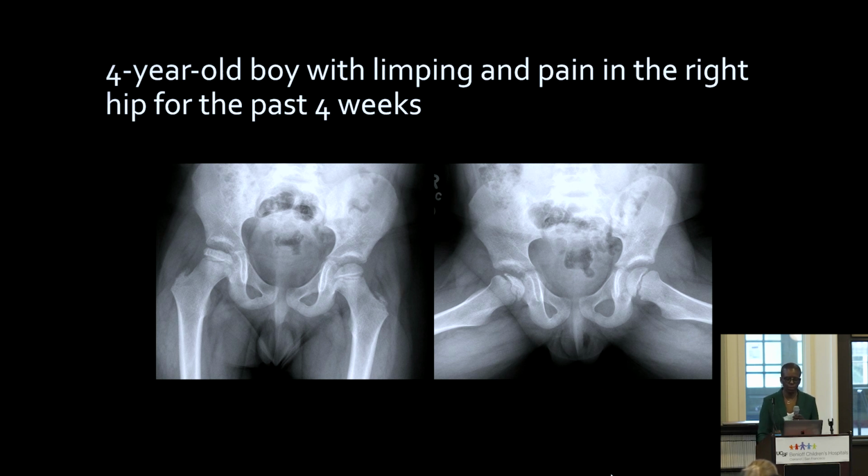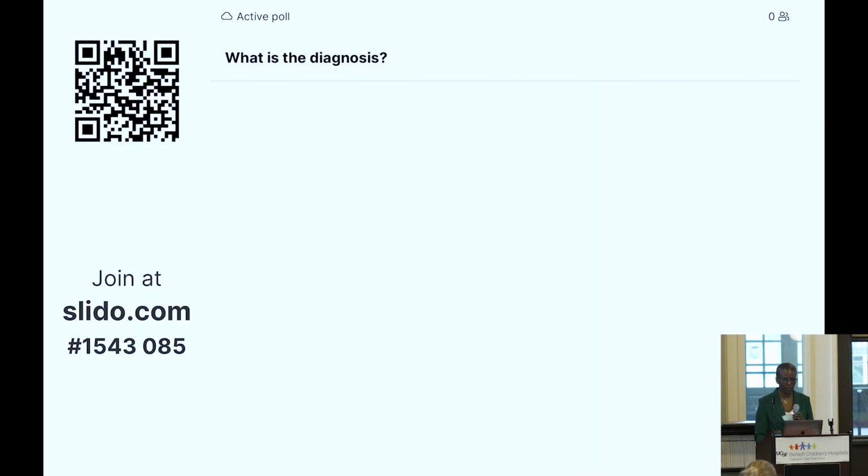So this is a 4-year-old boy with limping and pain in the right hip for the past 4 weeks. What's the diagnosis? Did you see that? Was that long enough? No, sorry.